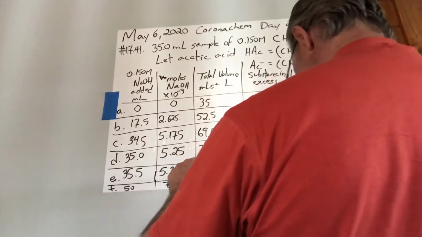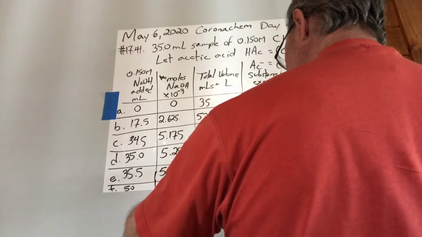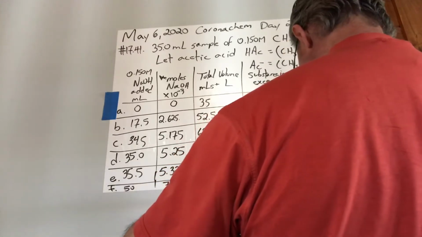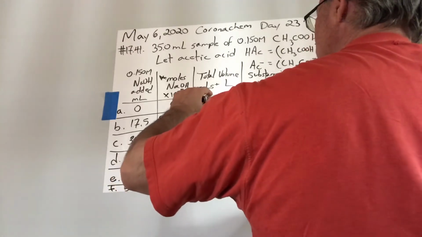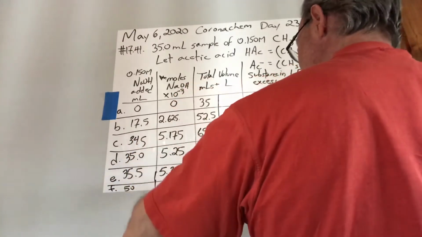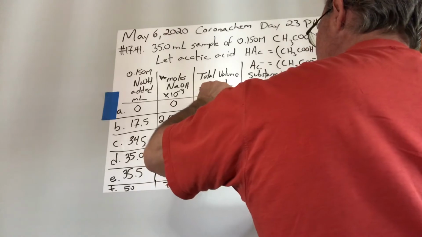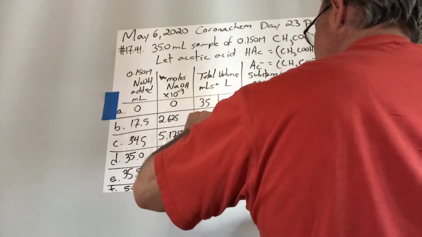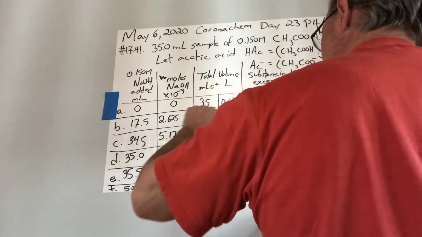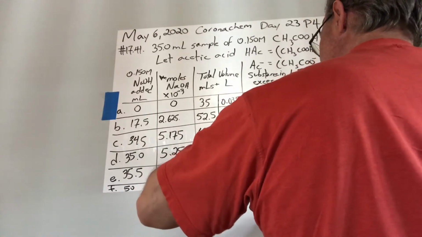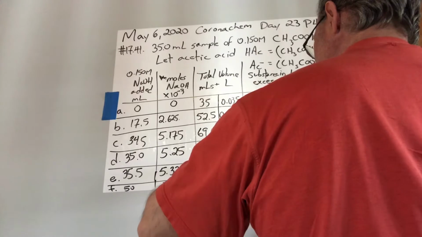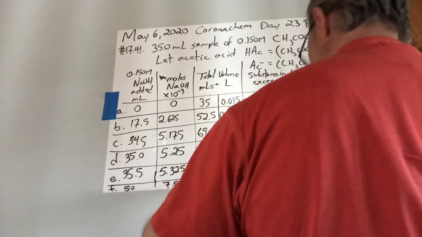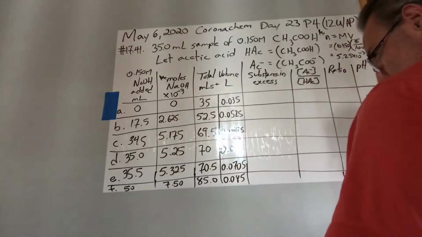So 70, 70.5, and 85, which if you convert to liters, I'll just have, that's a subset here, 0.035, 0.0525, 0.0695, 0.070, 0.0705, and 0.085. Then, which substance is in excess?